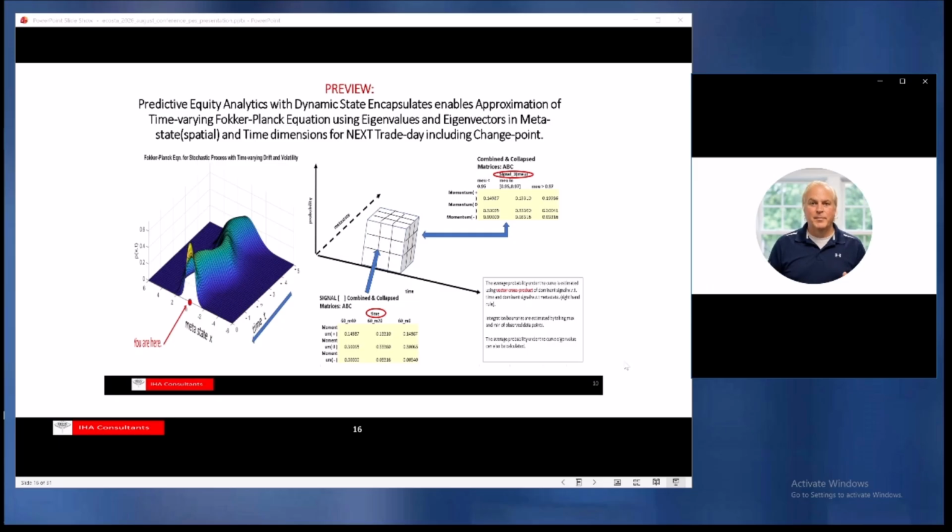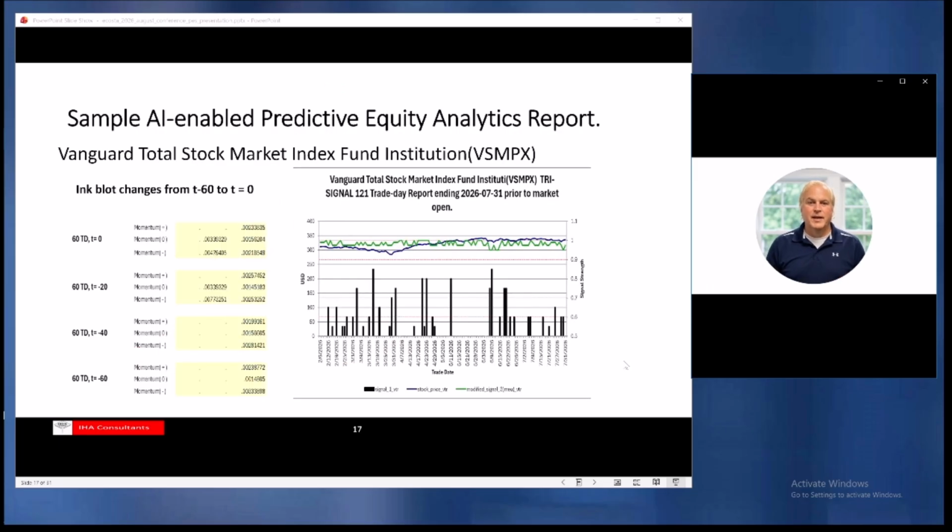Next, we have a sample AI-enabled predictive equity analytics report for Vanguard Total Stock Market Index Fund Institutional, VSMPX. Distribution ink blot changes from t minus 60 to t equals 0.